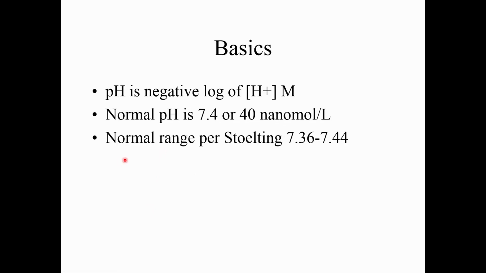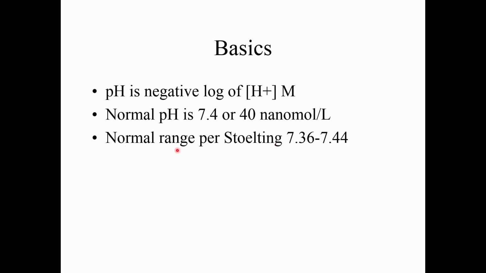So just to remind you of some things, pH is the negative log of the hydrogen ion concentration in moles, and allow me to further clarify that that is the free hydrogen ion concentration. There are lots and lots of hydrogen ions bound to proteins and various things, but the free hydrogen concentration is actually quite low, about 40 nanomoles per liter, and that works out to a pH of 7.4. We've discussed this in class a little bit.